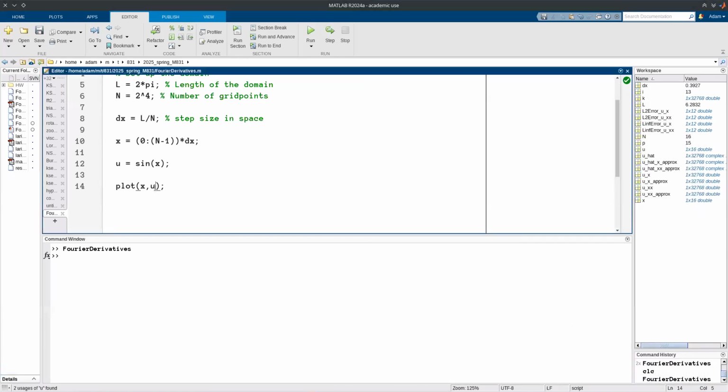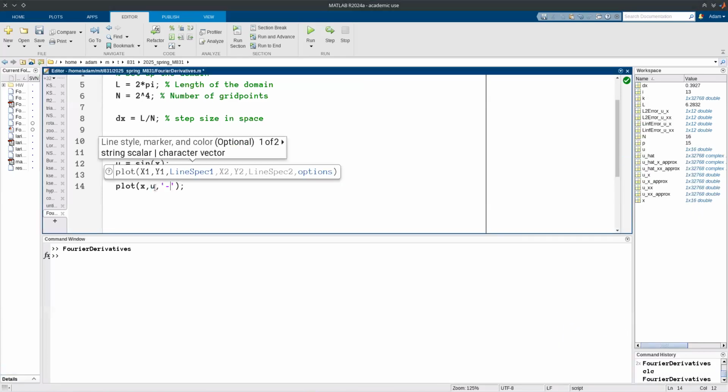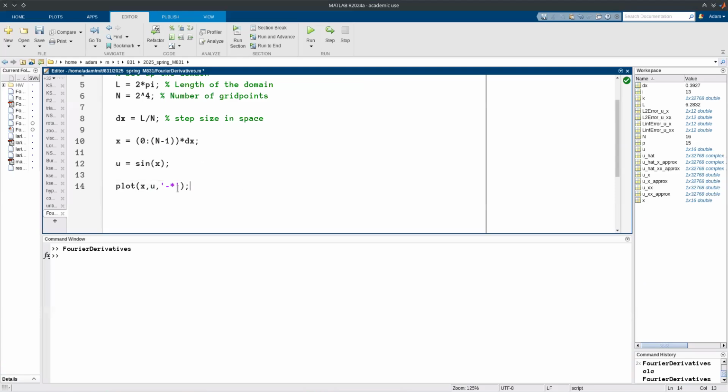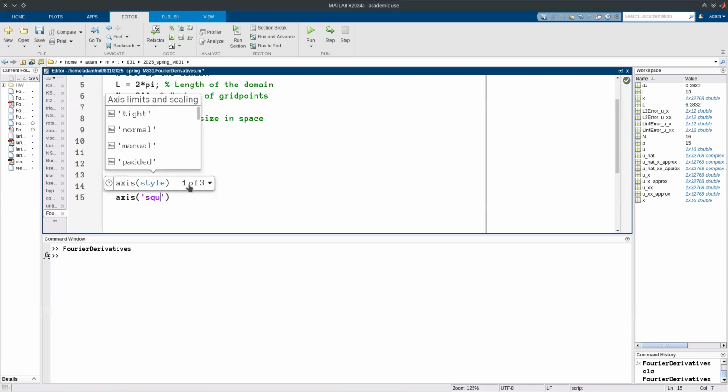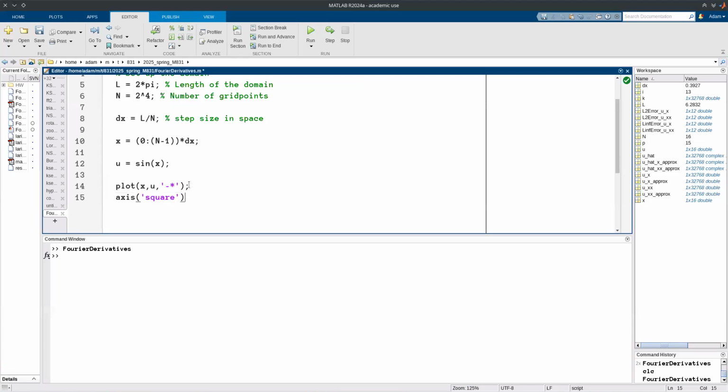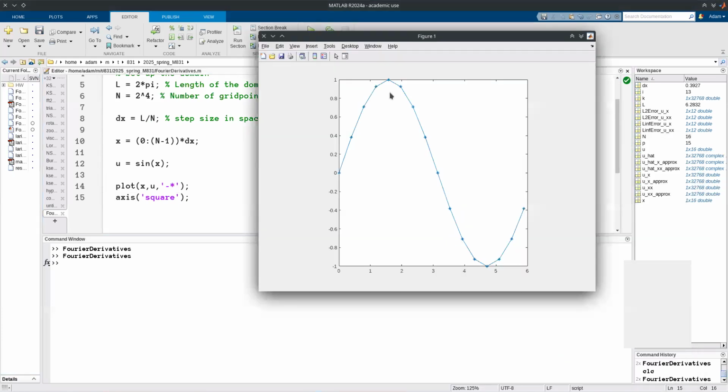And let's emphasize it a little bit by putting something like dash star so we can see where the different points are. And in addition, let's do something like axis square, just so our axes don't get too squished in a minute. So again, nothing very remarkable. We're just seeing the points. But notice, of course, MATLAB is not actually graphing sine or anything like that. It's just graphing individual points calculated from sine and connecting them by dots.